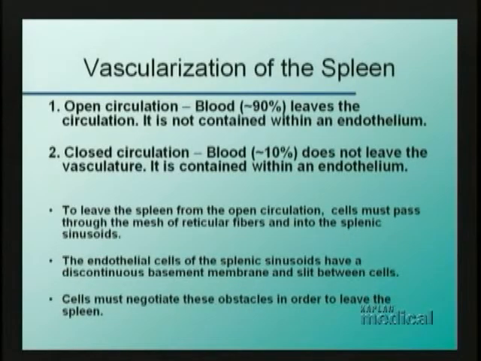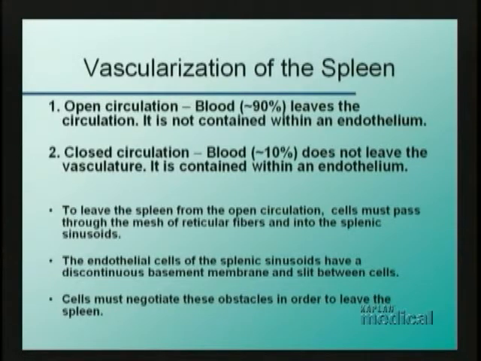Now, in terms of vascularization, we know that most of the red pulp receives blood that's in what we call an open circulation, meaning that it's not bound by an endothelium and is largely outside the blood vascular system. The closed circulation of the spleen is a minor component of splenic vascular circulation, comprising only 10% of the vasculature. And red blood cells must leave the spleen.